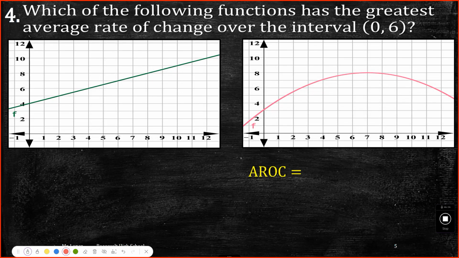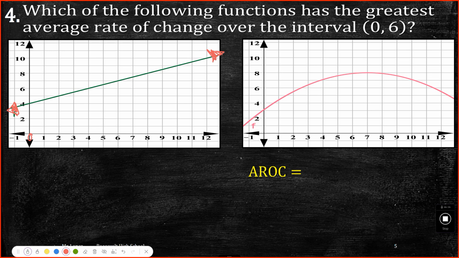You know what? I don't even want to do this. Don't copy this down. Let me just talk about this real quick. Which of the following functions has the greatest average rate of change over the interval from 0 to 6? So this is not an average rate of change. It's a line, so the slope is whatever the rate of change is between any 2 points.